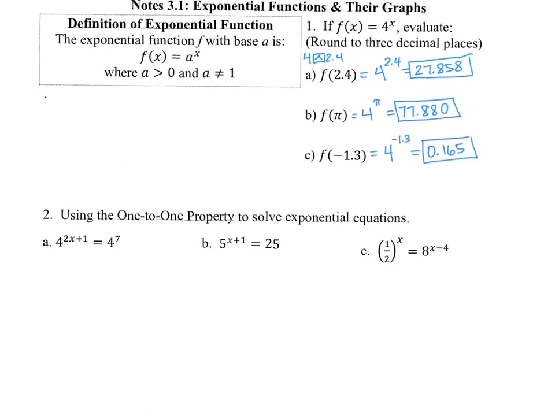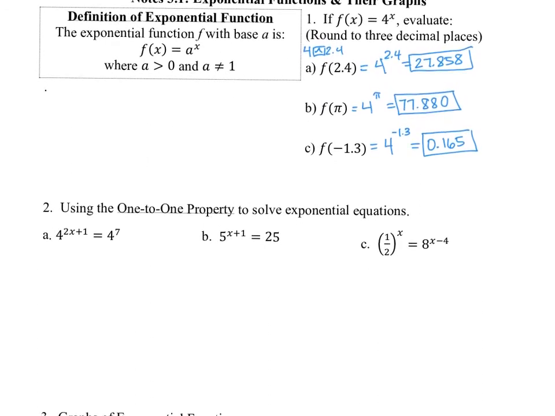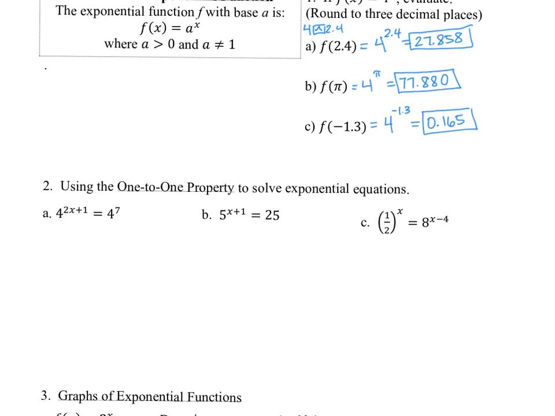We're going to solve some really basic exponential equations using the one-to-one property. One-to-one property means I'm trying to match up the bases, because if I know the bases are equal, then the exponents must be equal. So for A, it says 4 to the 2x plus 1 equals 4 to the 7. Because they have the exact same base, it must be true that they have the exact same exponent. So it's not that you're canceling the base, it's that you're noticing that because the bases match, the exponents match because they are equal to each other.